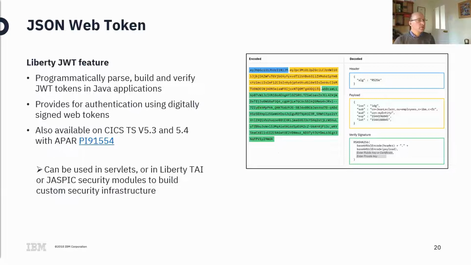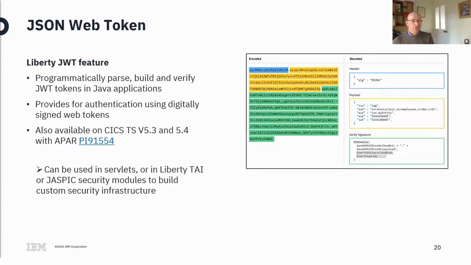So JSON Web Tokens, or JWTs. JWTs are becoming a very popular means of providing enterprise-wide security. And Liberty in CICS provides a really good range of JWT support. Now, there is also native support for JWTs in CICS, EXEC CICS VERIFY TOKEN, but that is not designed for externally signed JWTs. That's really an MFA solution. So if you want to use externally signed JWTs, Liberty is currently the way to go.